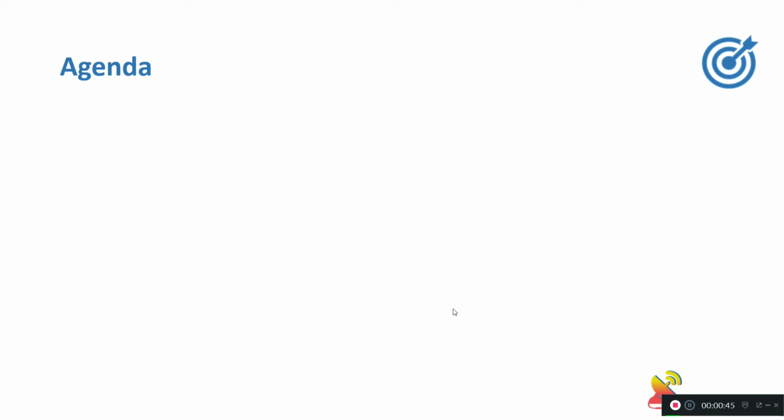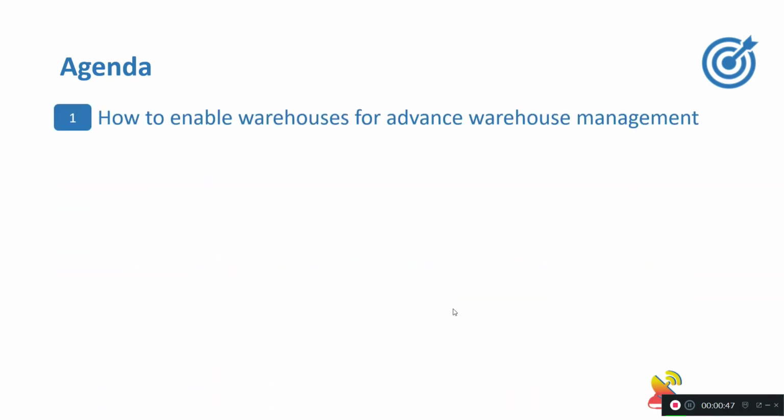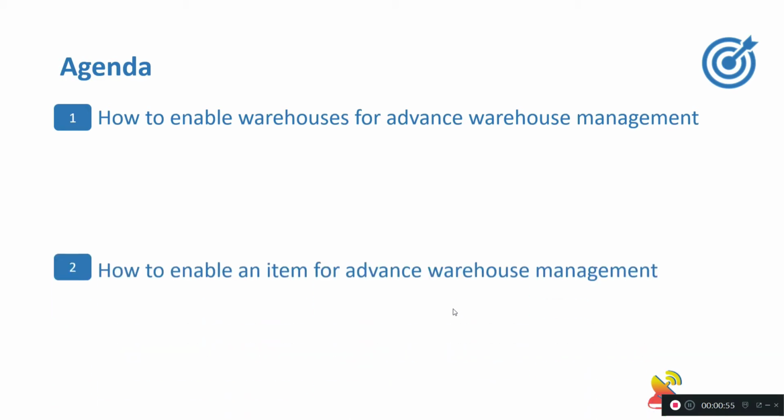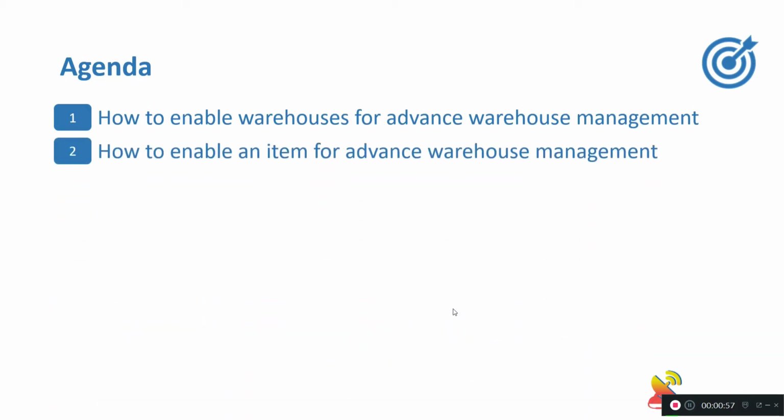So let's discuss this. Today we will see how we can enable your old warehouses for advanced warehouse management, and then we will see how we can enable an item for advanced warehouse management, because in items we have certain extra setups which are mandatory for that item to be used in advanced warehouse management. We will also discuss which type of items you may not be able to convert for advanced warehouse management.